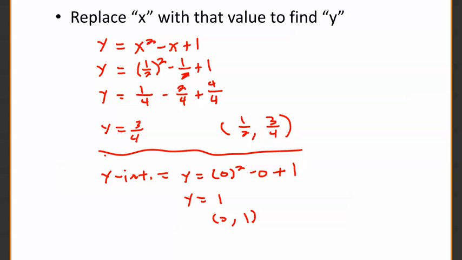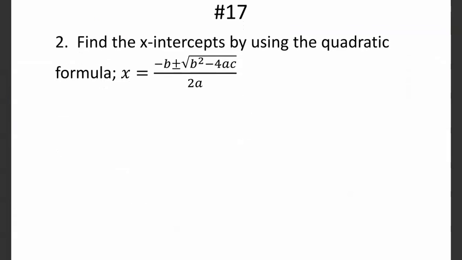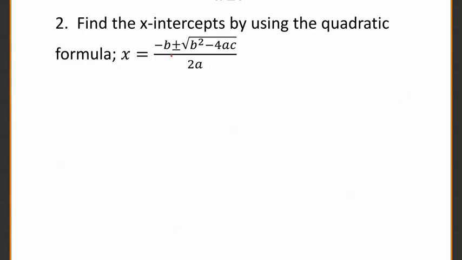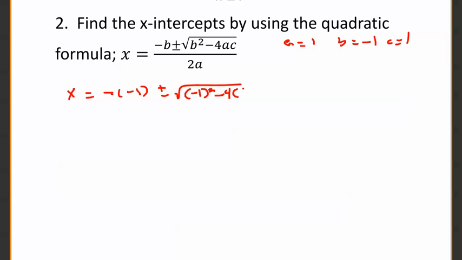Okay, let's find the x-intercepts. We'll use the quadratic formula to find the zeros, or the x-intercepts. So we have x equals, remember that your a is 1, b is negative 1, and c is 1. So x equals negative times negative 1 plus or minus the square root of negative 1 squared minus 4 times 1 times 1, all over 2 times 1.